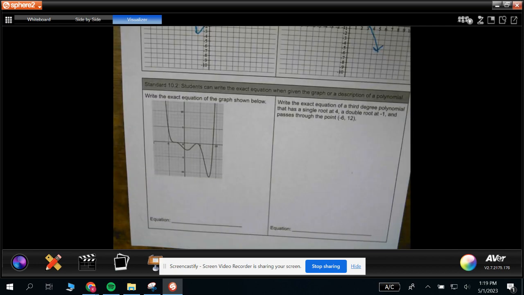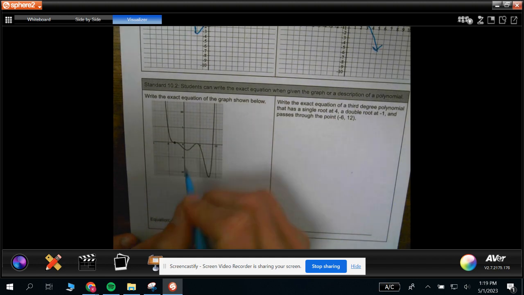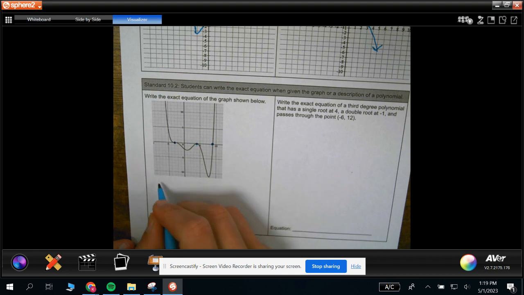Write the exact equation of the graph shown below. So first step is we want to check for the roots. All right, what do we know here? We know there is a root right there. There's a root right there and one right there. So if we think about our equation, it's going to be y equals a. Essentially here, we are solving for the a value.